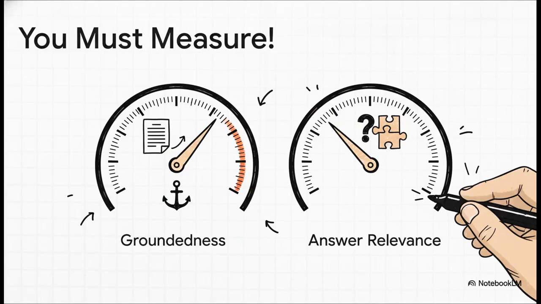But remember, and this is a golden rule, you can't improve what you don't measure. Once you've built all this, you have to test it. And you're basically asking 2 big questions. First, groundedness. Is the AI sticking to the script? Is it actually using the facts we gave it? And second, relevance. Is the answer actually helpful? Does it solve the user's problem? You have to track these metrics.